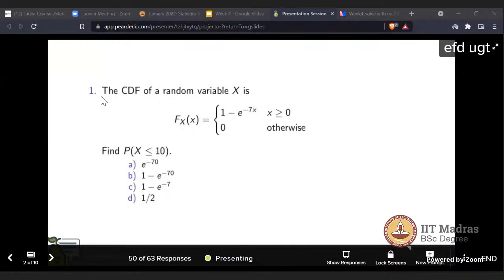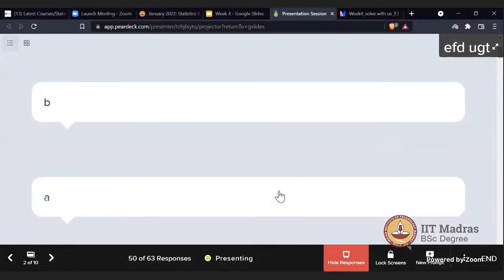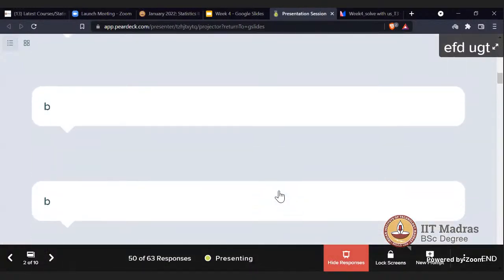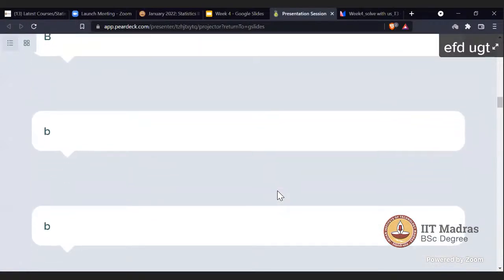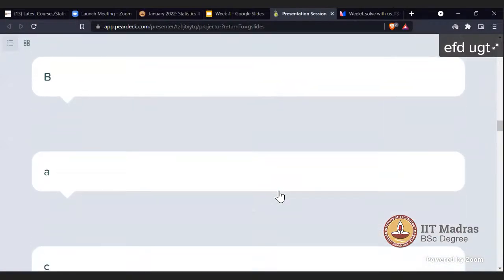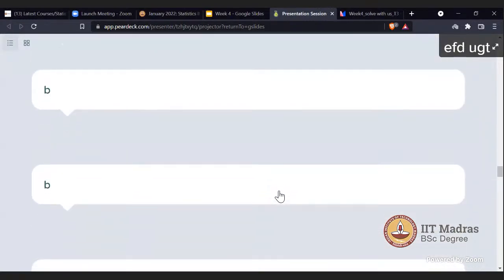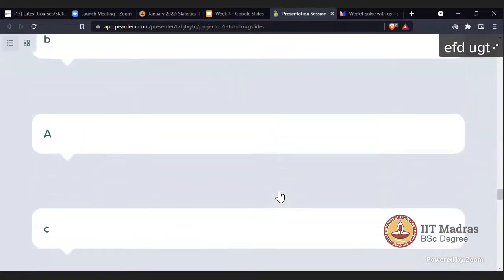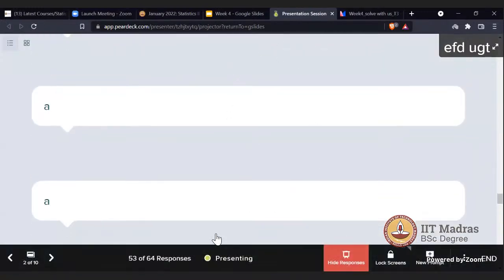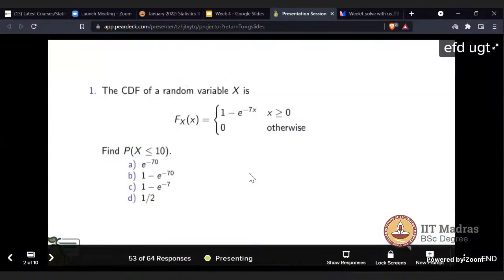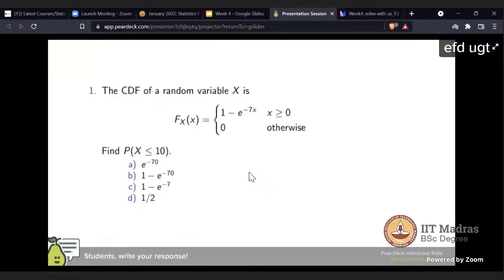Is there any doubt in this question, or is it clear? Responses: most of the people have answered option B, but I can see many A's also. Can somebody tell me how they got option A?